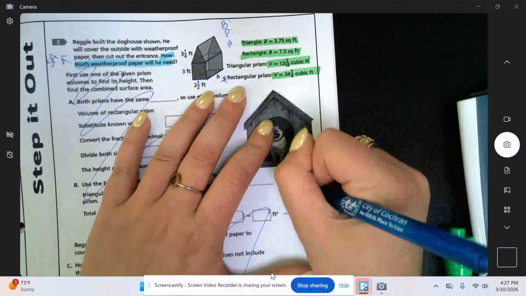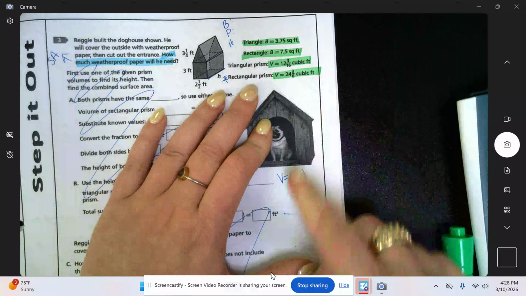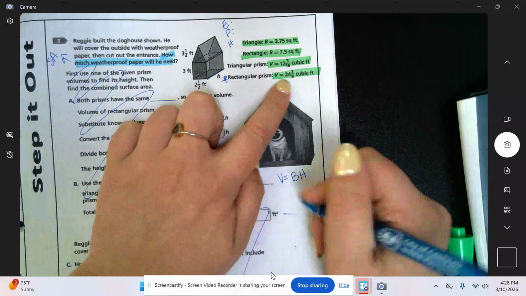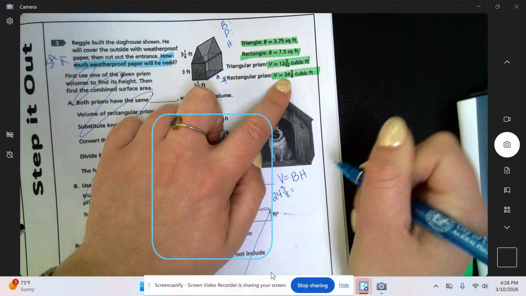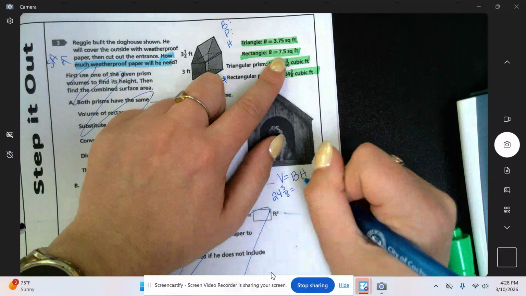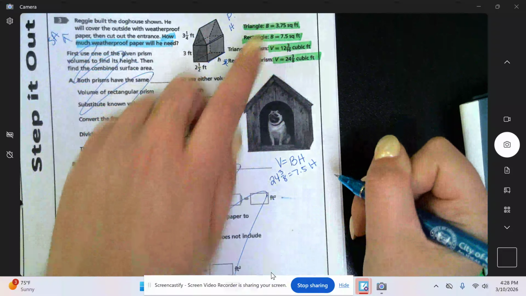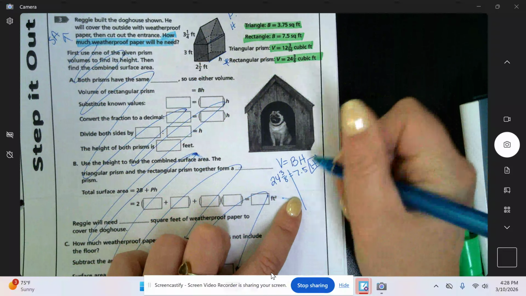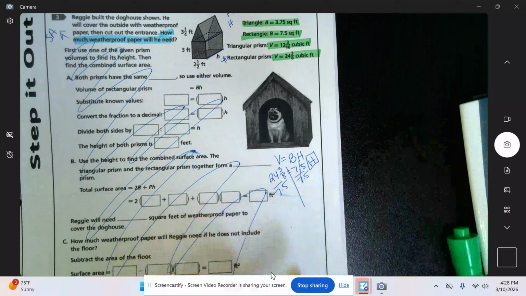I have set up the equation, volume equals B times H, because that's what we're given. We're given the volume, and we replace the volume with 24 3/8. And we know that the area of the base is 7.5. Then we can find the H pretty easily, right? We can isolate the variable, do the inverse, and plug that into our calculator.